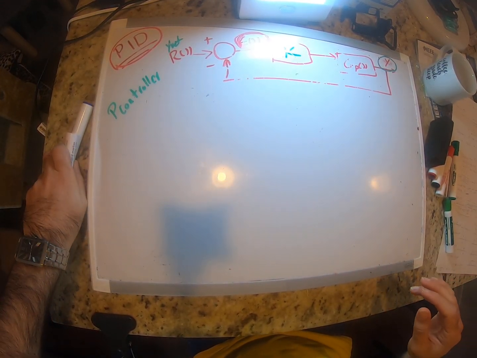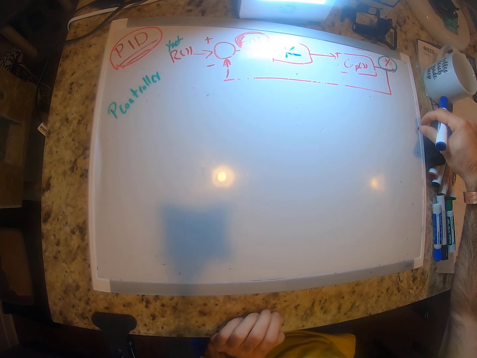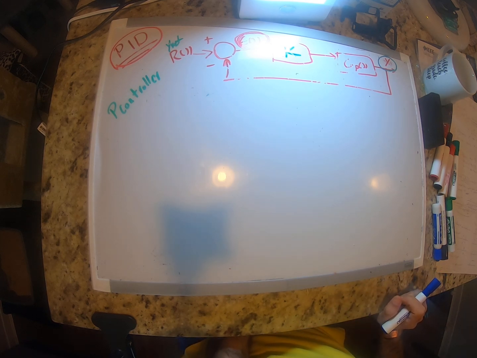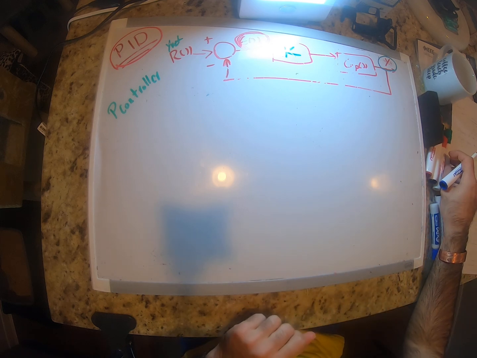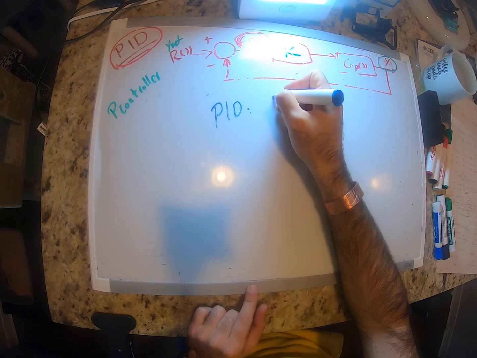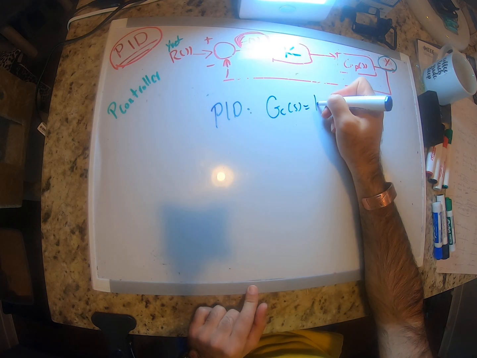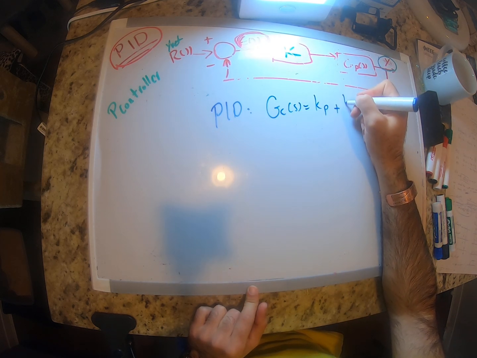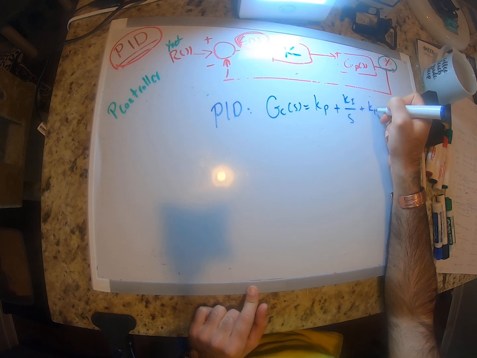Okay, so let's continue with different controllers from the family of PID. So we saw an example using a P controller. So the PID controller would be a controller that would have all these terms: a proportional term, an integral term, and a derivative term.